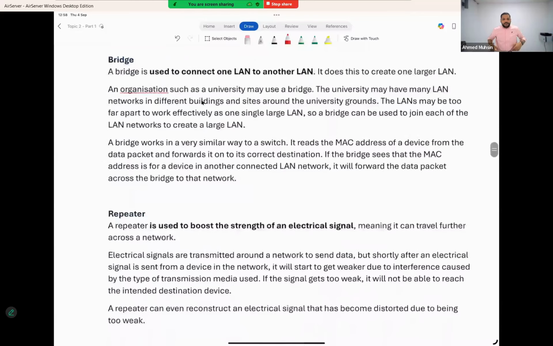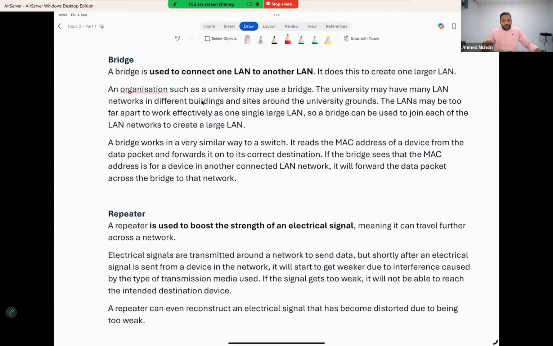Then guys, let's have a look at a bridge. A gateway connects two different networks now. What does a bridge do? A bridge connects two similar networks together. Everybody okay with this? Two similar networks are connected together using a bridge. Connects one LAN to another LAN. So where would you use a bridge? Everyone, where would we use a bridge? Can you guys read the next paragraph?